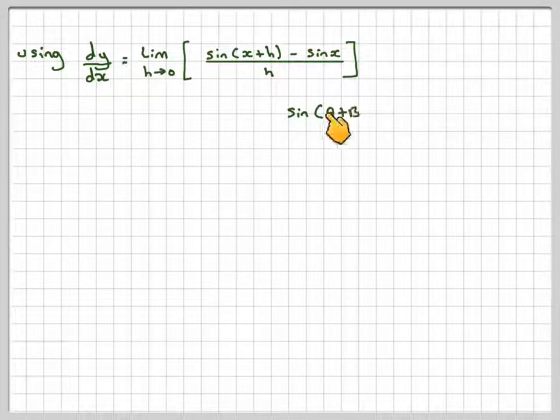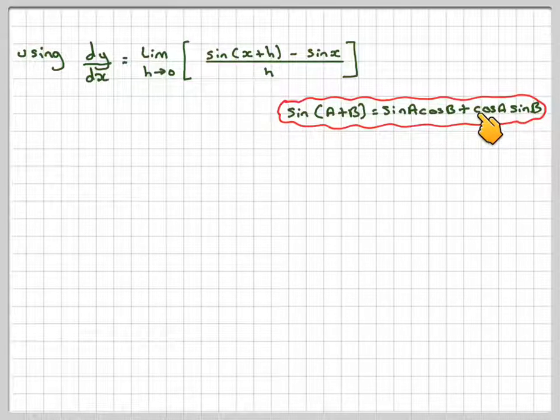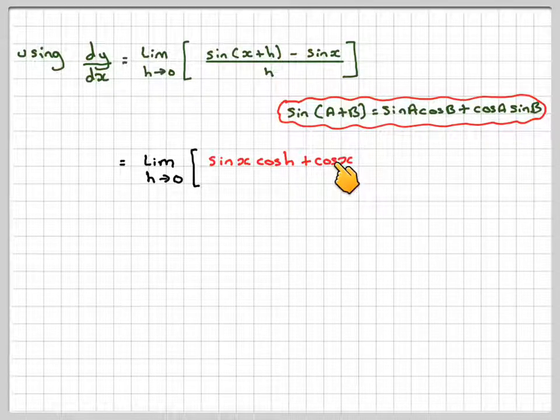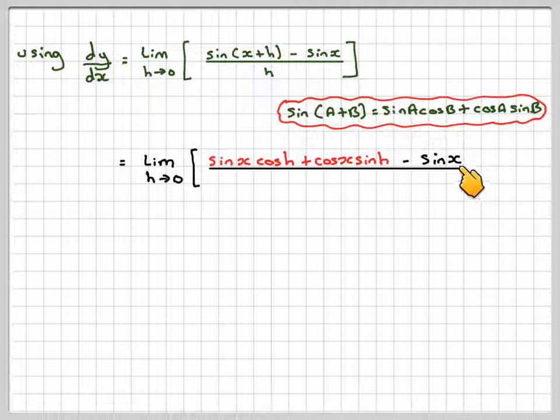Now, using the compound angle formula, sine of a plus b is sine a cos b plus cos a sine b. So a is going to be x and b is going to be h. This will now become sine x cos h plus cos x sine h. Don't forget to take away the sine x at the end, which is there. So all the red bit represents this, divided by h.